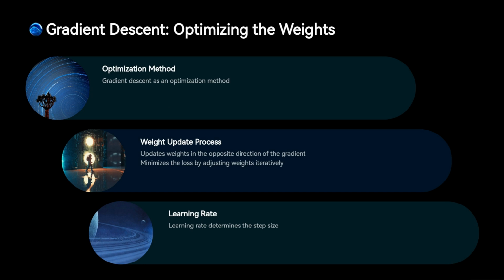Once we have the gradients from backpropagation, the next step is to use gradient descent to update the weights. Gradient descent is an optimization technique that adjusts the weights in the direction opposite to the gradient in order to minimize the loss function. This means that if the gradient is positive, the weight will be decreased, and if it is negative, the weight will be increased. The learning rate is a critical hyperparameter in this process. It determines how big each step will be in the weight space. If the learning rate is too large, we may overshoot the optimal solution, and if it's too small, the network might take too long to converge.